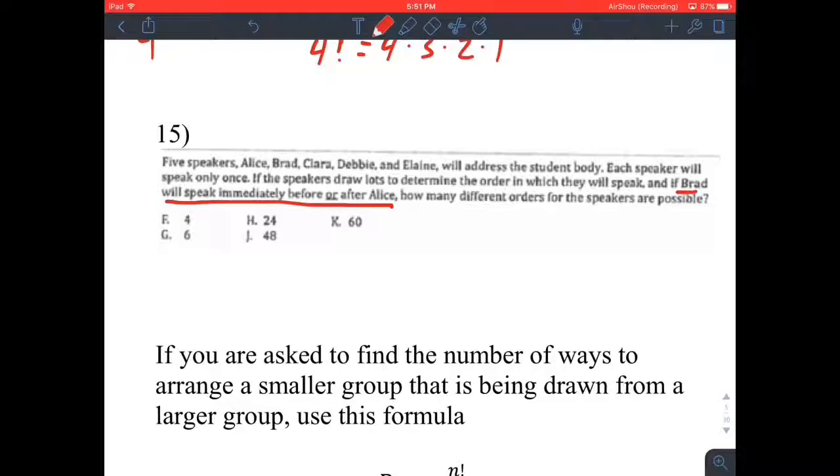So we're going to build on the previous problem. It's 4 factorial again, because you're treating them as one person, but since they can switch orders, for every combination you could have another one, which means that we need to double this. So it's 4 factorial times 2. 4 factorial we said was 24. 24 times 2 is 48. So that's 48.